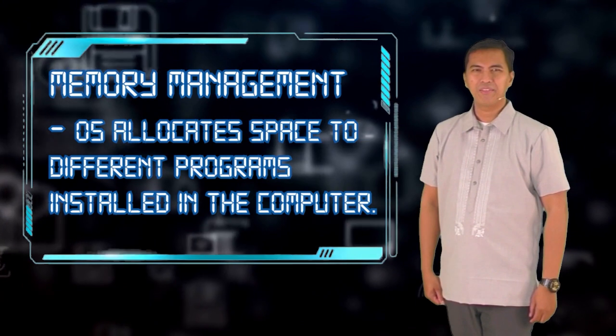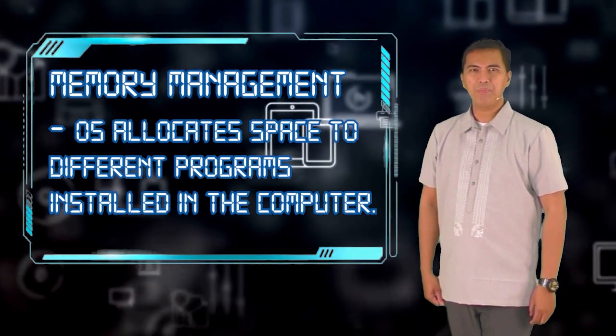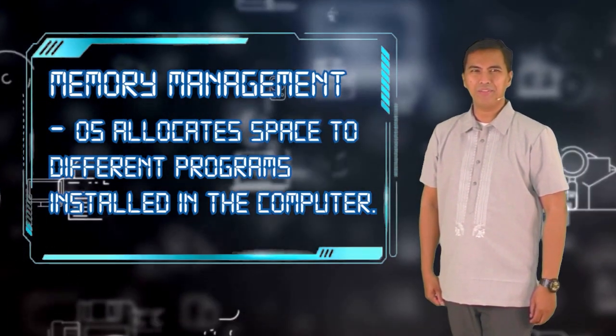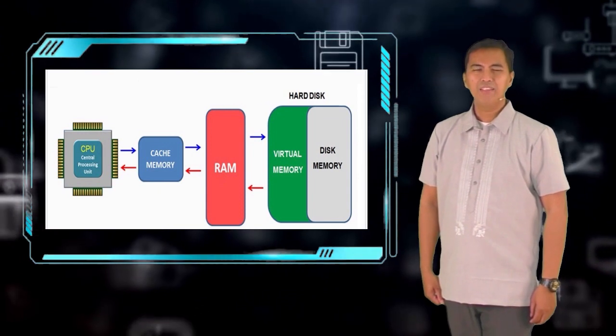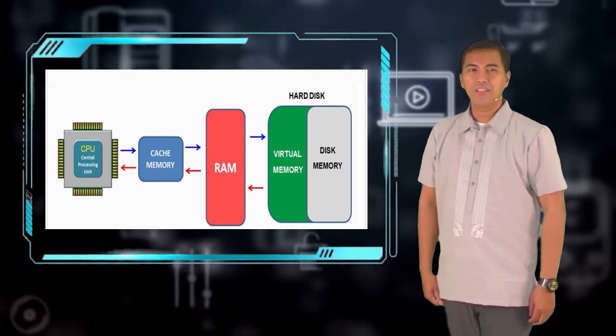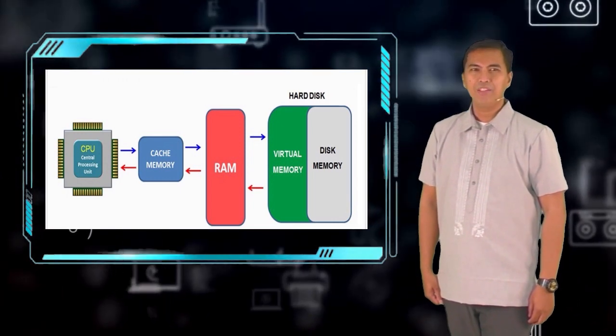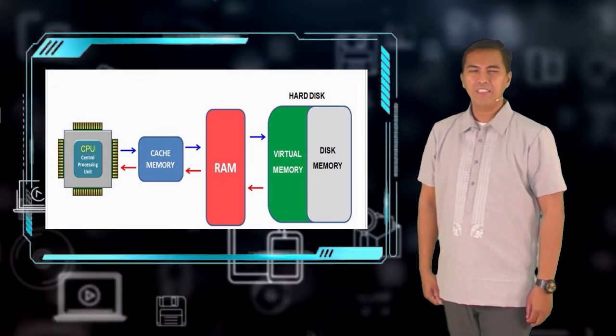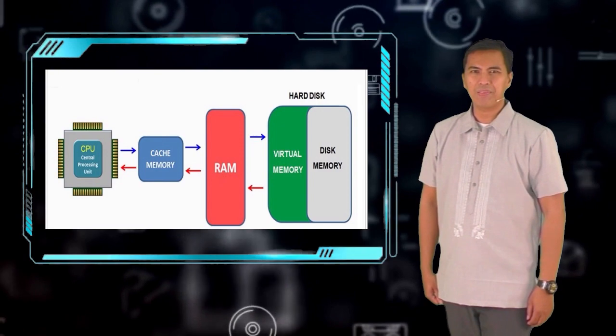Memory management. OS allocates space to different programs installed in the computer. Whenever you save a file, the OS communicates with the different storage devices of the computer, such as the hard disk and RAM, to properly save your data in a specific drive for safekeeping.